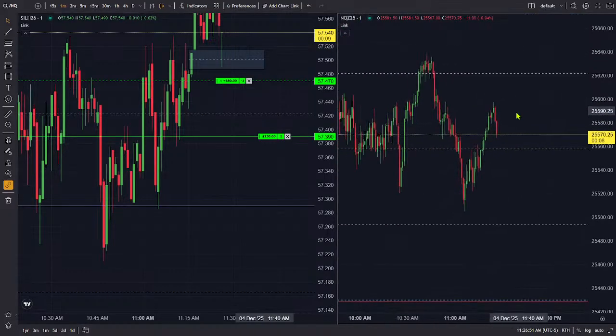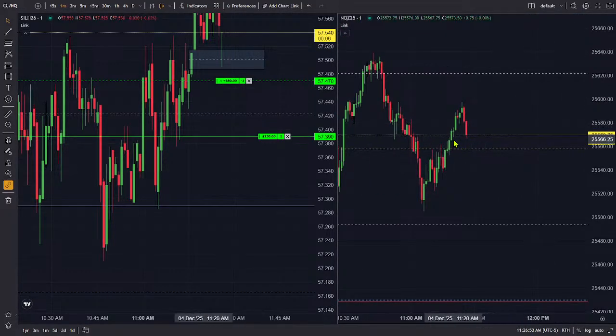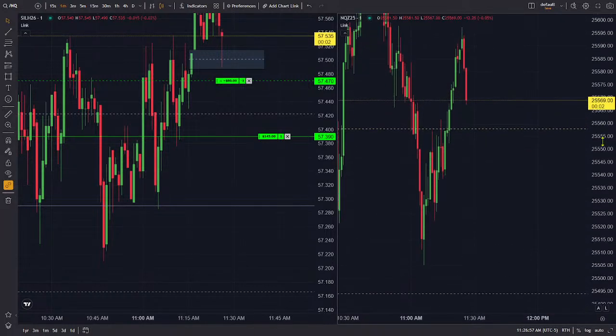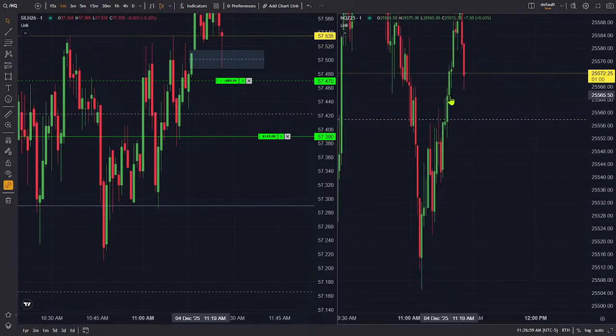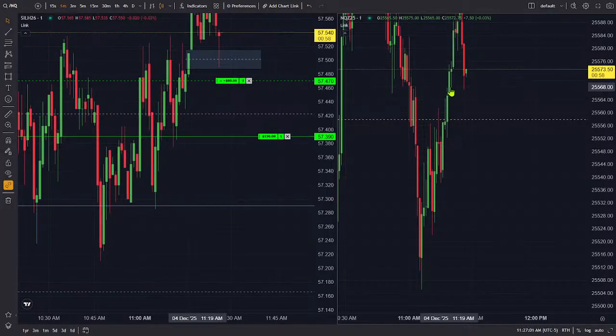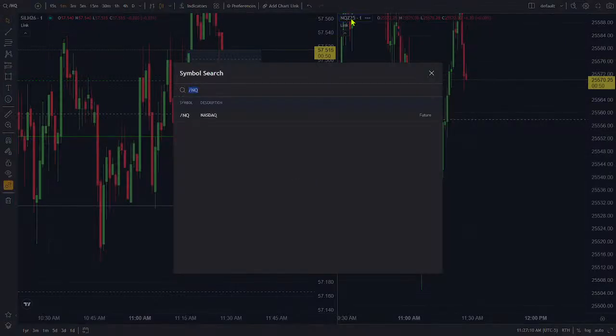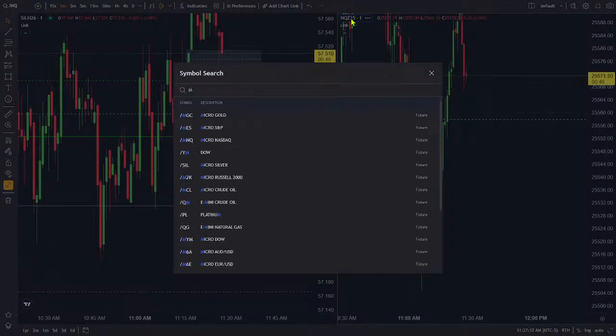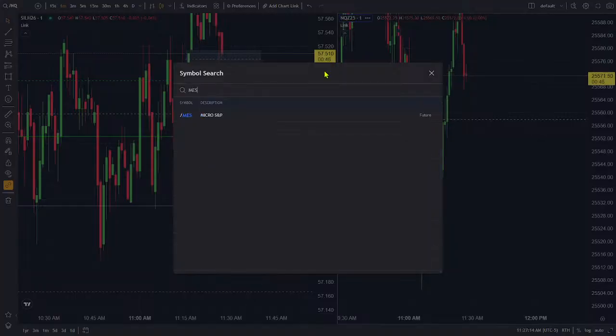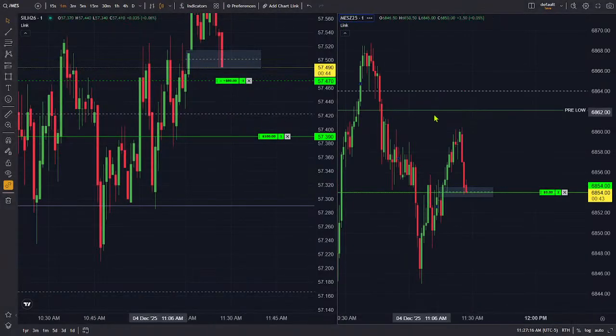NQ, no fair value gap really to speak of. Small volume imbalance right here. We took that wick. Wonder if we got filled on ES. Yeah, we did.